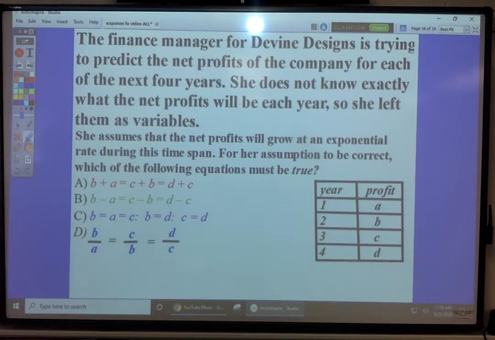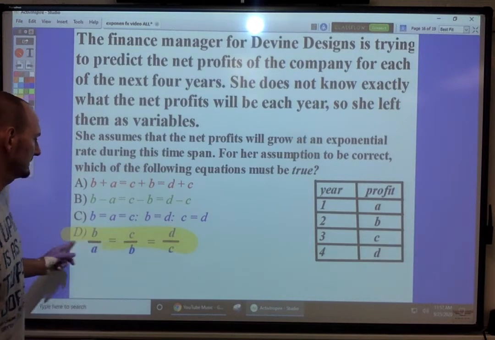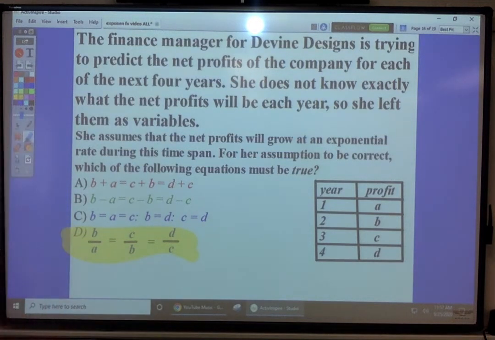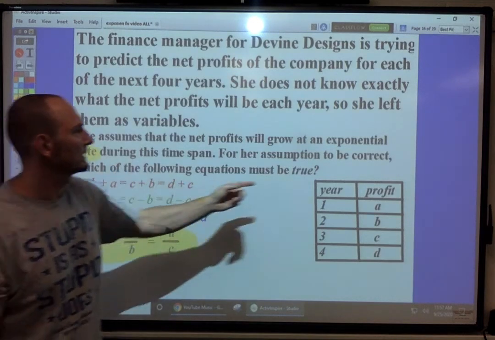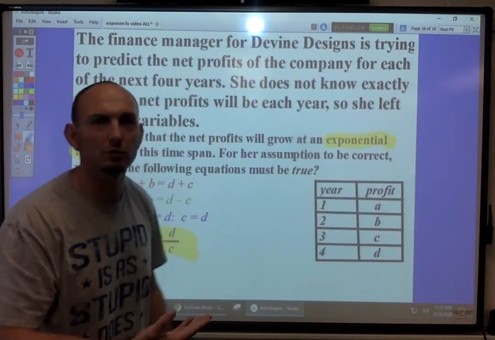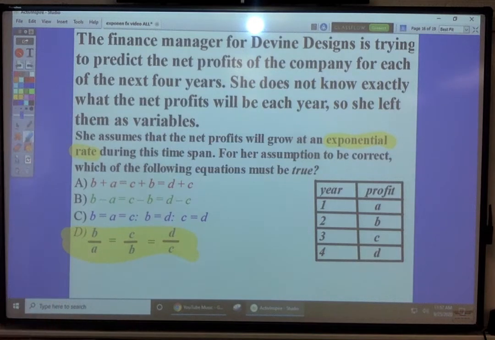Alright, you've had time to check it. Answer is D, because they're saying it's an exponential rate. The only thing you do with these values in a table is divide them. So their ratios should be the same.